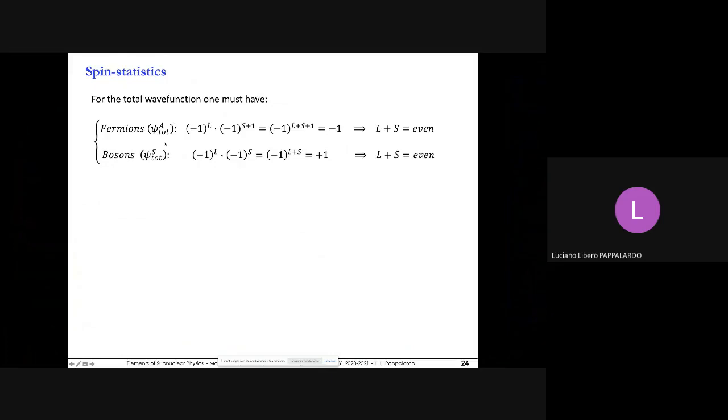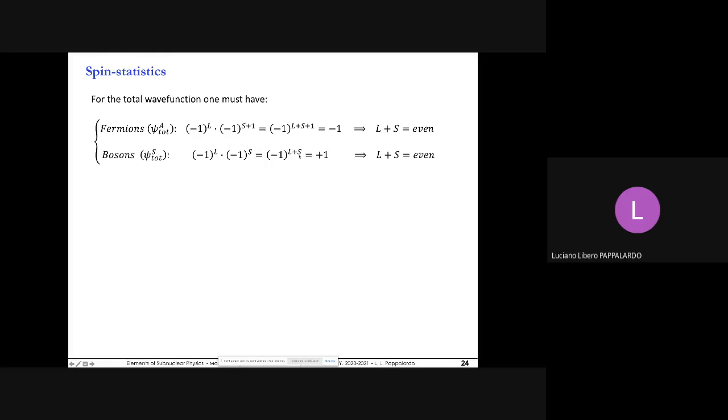Okay, so let's put now everything together. Let's consider the total wave function for a system of two identical fermions or for a system of two identical bosons. Again, the symmetry of the spatial component is the same for both. It's just (-1)^L. The symmetry of the spin component is different. As we have seen, it is (-1)^(S+1) for fermions and (-1)^S for identical bosons. So we can now merge the two. For fermions, we have (-1)^(L+S+1), and for bosons, (-1)^(L+S).